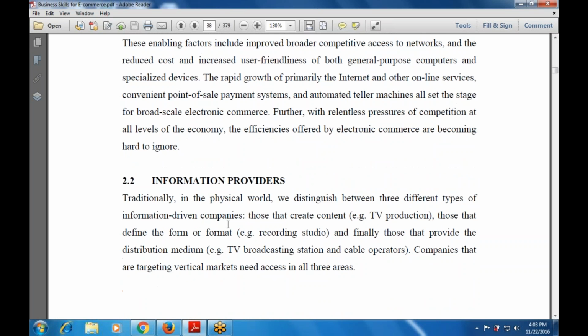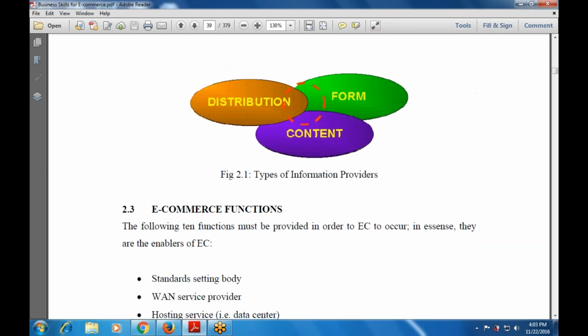That is the information providers. Who are the information providers? There are three types of information-driven companies: those that create the content, those that define the forms or formats, and those that provide the distribution medium, which may be a broadcasting station, a recording studio, a cable operator, and so on. Companies that target vertical market needs access in all three of these areas. That means all the areas are targeted by the information providers.